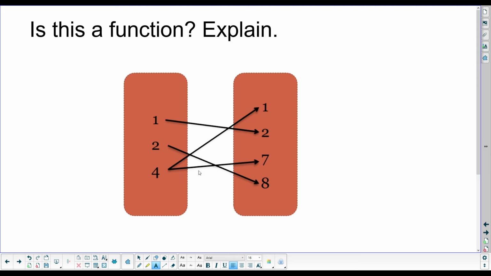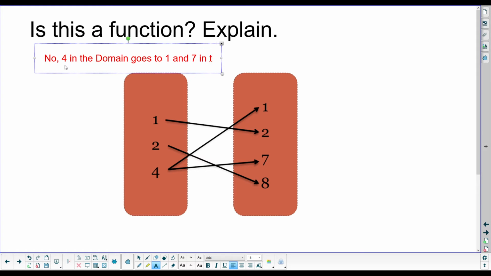So I can tell from this representation that this is not a function. 4 in the domain goes to 2 numbers in the range. So is this a function? No. 4 in the domain goes to 1 and 7 in the range. Okay, so we don't have that unique map.